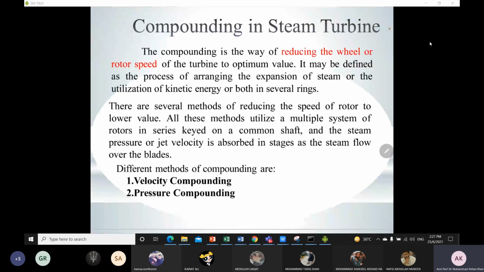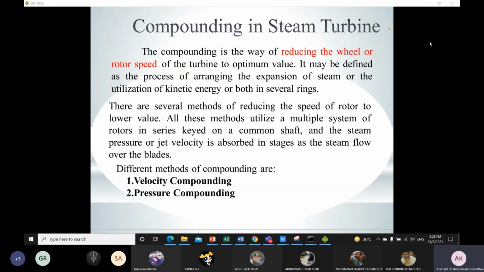So coming towards the next topic, which is also one of the important topics, but we are not going into much detail. We just look briefly at the meaning of compounding in steam turbines. Basically, whenever we design steam turbines, our main purpose is to design a turbine in such a way that we get an optimal value of rotation in the turbine. For example, if we are getting more speed and it is not required for us, it is not useful for us to develop such a turbine where we are getting more speed than our requirement.